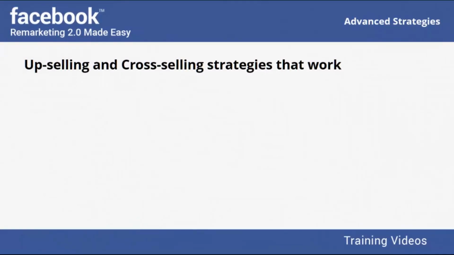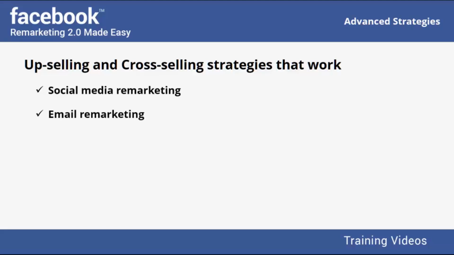Upselling and cross-selling strategies that work. Social media remarketing. We are referring to good old social media outreach, when you get people to follow your business on social media and then remarket to them through engagement. This is because 53% of people will loyally buy from a business or brand after they start following them on social media. Email remarketing. Easy to implement and maintain.